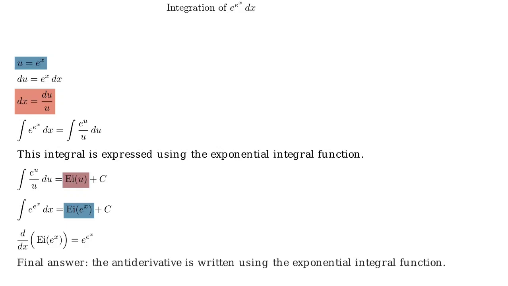So the final takeaway is, substitution gets us to a known non-elementary integral, and the clean final answer is written using the exponential integral function. That's a very normal outcome when you see e to the u over u show up.